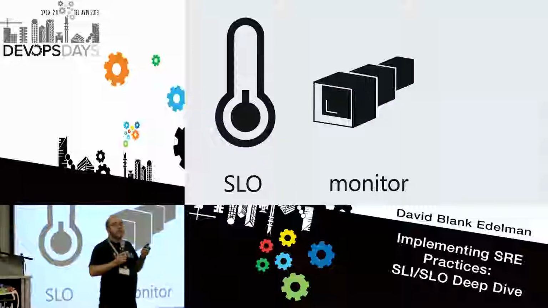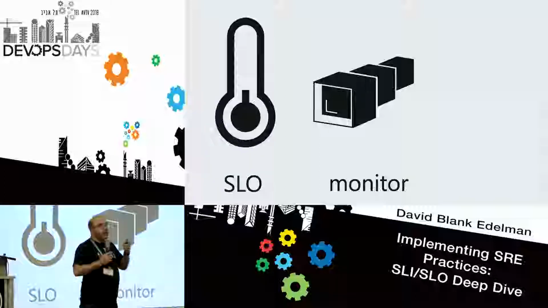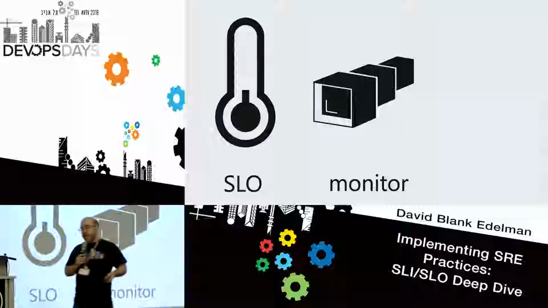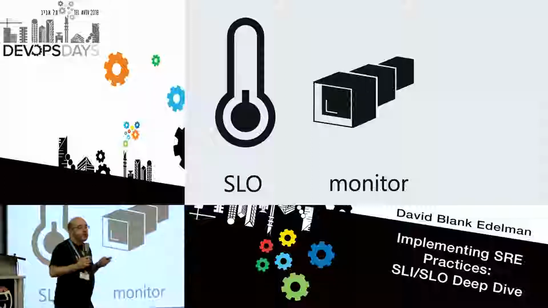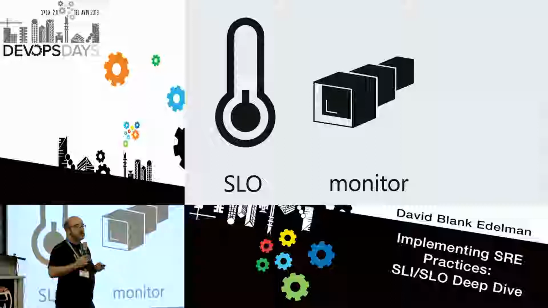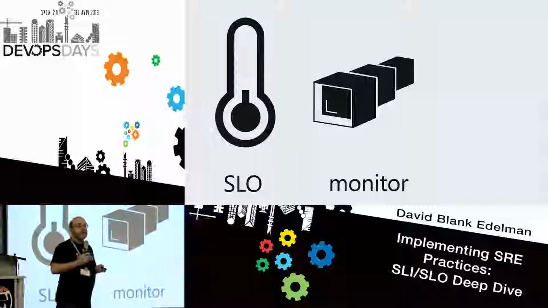Your next step is to put that SLO into place in your monitoring system, so that we can all look at the monitoring system and go, hey, how are we doing? Oh, we're not doing so good. Oh, we're doing great. It's important to have a monitoring system that everybody trusts and that is a single source of truth. So once it's in your monitoring system, then you can do things like this.